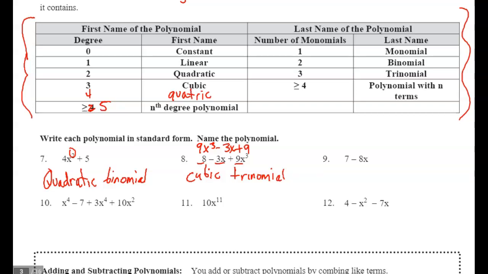This one here is also not in standard form. Negative 8x plus 7. So this is linear because it's a first degree. Remember that x is actually the first power. We just don't write it. So it's a linear, and then 1 term, 2 terms, linear binomial, just like in number 7.